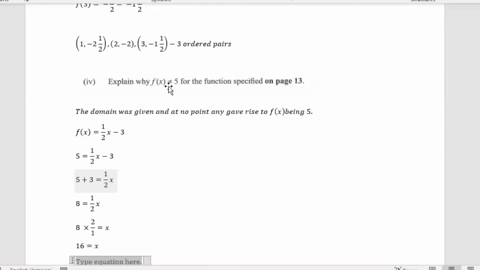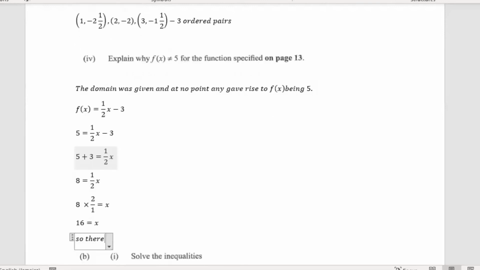So there was no domain value that was given as 16, and that is why f of x is not equal to 5, and that is our proof right there.